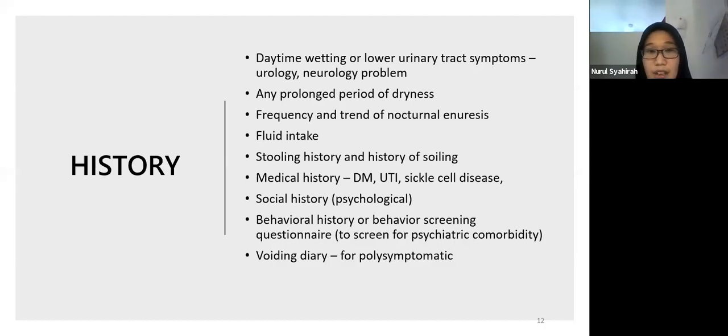After that, we need to ask regarding fluid intake. Does the child take more fluid during the late evening and then tend to wet the bed during the night? Then the stooling history and history of snoring. We also need to ask the medical history, if there is any underlying diabetes mellitus, UTI, or sickle cell disease. We also need to ask regarding social history because we tend to have psychological causes of enuresis, then behavioral history, and also a bladder diary for polysymptomatic enuresis.